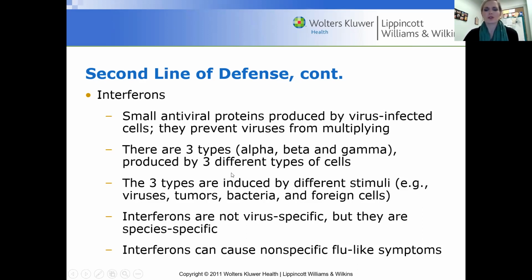And I tell you what, guys, you do not need to worry that there are 3 different types, so don't worry about the different alpha, beta, and gamma. But do know that they are not virus specific, that they are strictly targeting viruses. So not bacteria, not fungi. It's not just one particular type of virus.